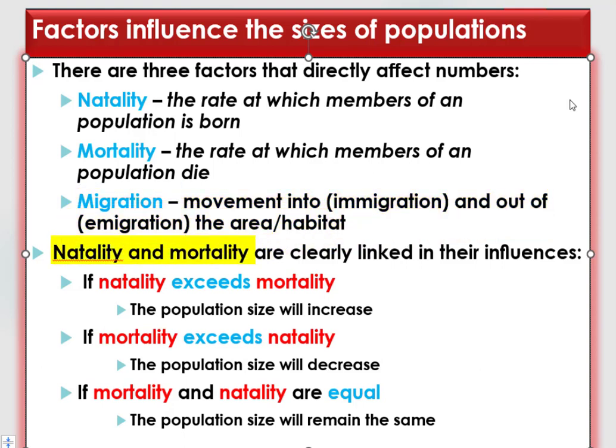Natality and mortality are clearly linked in their influences. That is, if natality exceeds mortality, the population size will increase. If mortality exceeds natality, the population size will decrease. And if mortality and natality are equal, the population size will remain the same or constant.